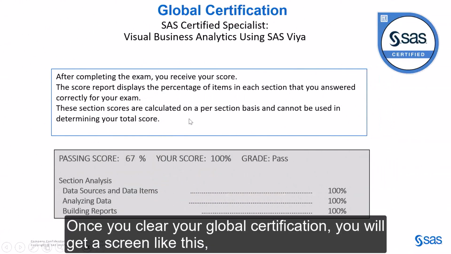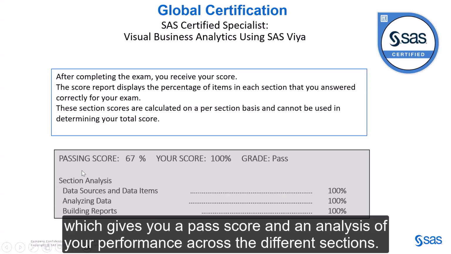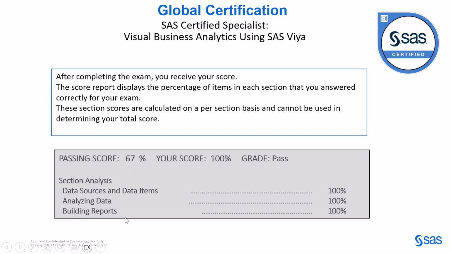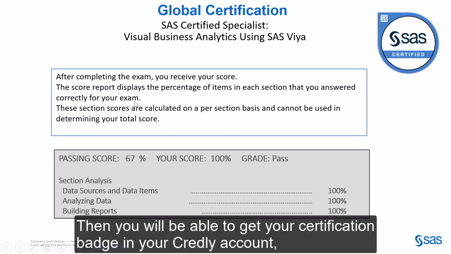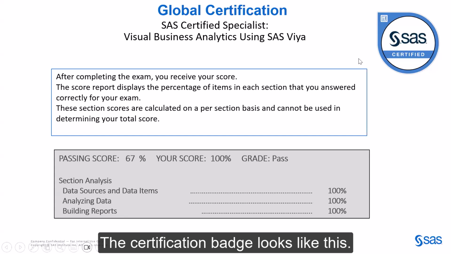certification@sas.com. Once you clear your global certification, you will get a screen like this, and you will get it once you have completed your exam, which gives your pass score and an analysis of your performance across the different sections. Then you will be able to get your certification badge in your Credly account, which you will have to then go and claim. The certification badge looks like this.